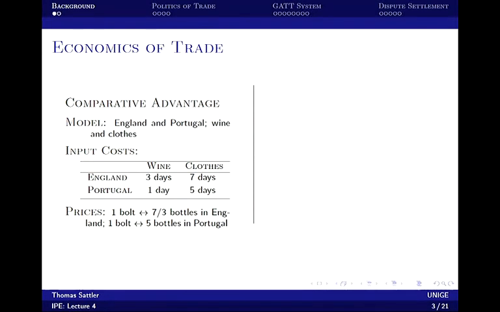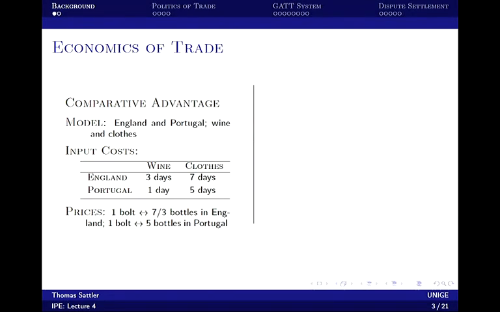And here you can already see the benefits from exchange. So suppose you're a British clothes producer, right? And you have 1 bolt of clothes. You can buy 2 1/3 bottles of wine in England. Or you go to Portugal and you get 5. That's way better, right?